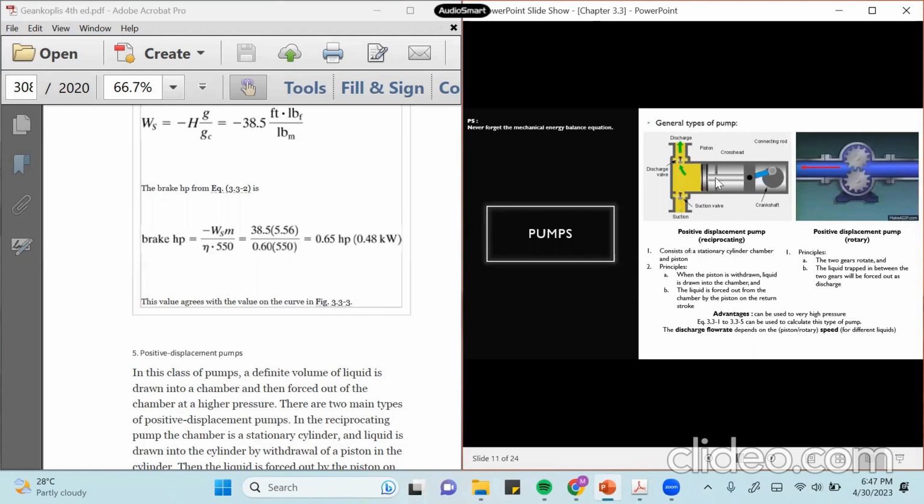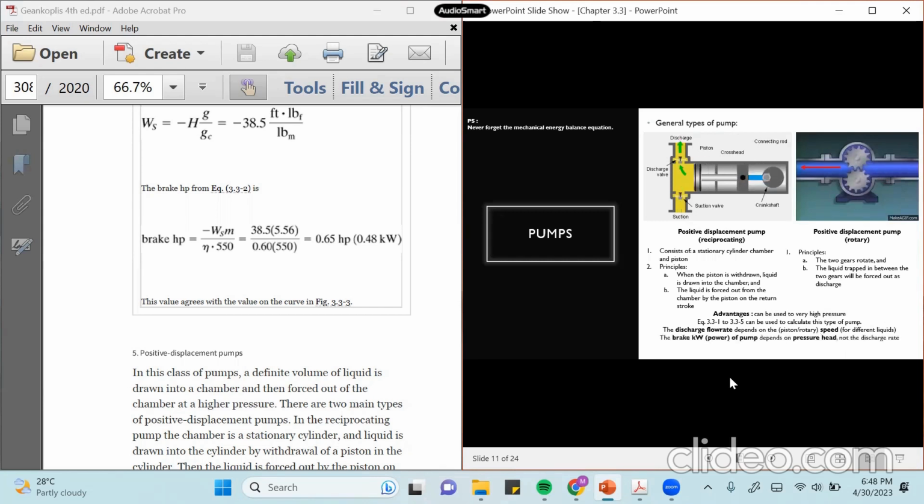If the piston speed or the stroke speed is higher, then of course the velocity and the pressure of the discharge liquid will also be higher. It goes the same for the rotary pump: if the two gears rotate at a higher speed, a higher RPM, the liquid will have a higher velocity, a higher developed head, and a higher pressure.